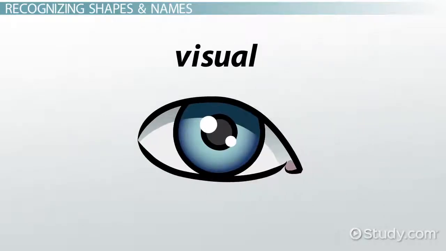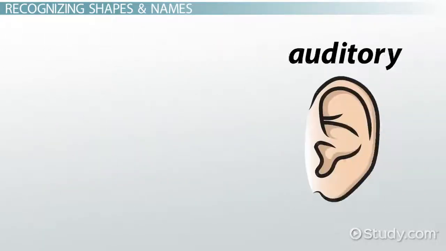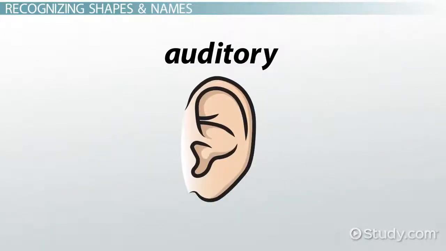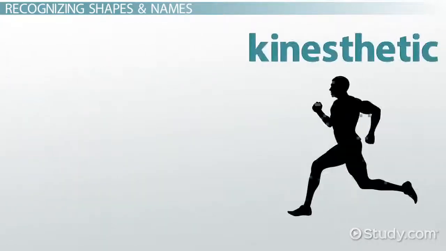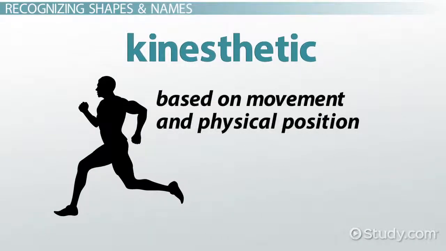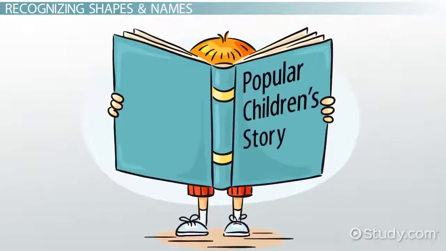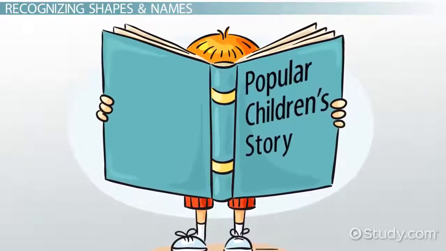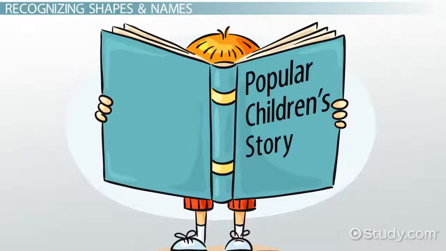Combining drama with visual, meaning picture-based, auditory, meaning based on language, sounds, or music, and kinesthetic, meaning based on movement and physical position, components, can create a memorable experience for your students. For example, any popular children's story can be retold and enacted using shapes for the main characters.